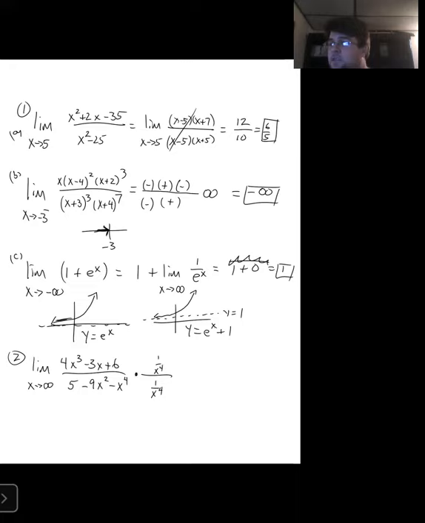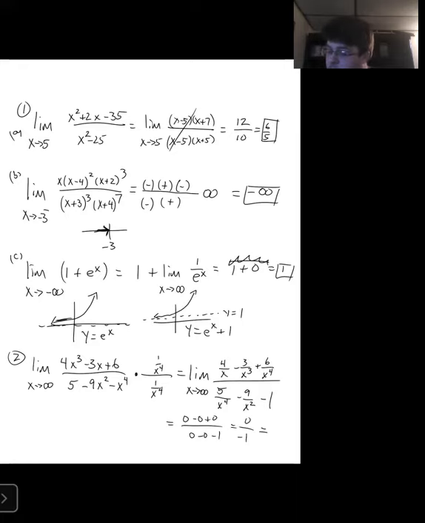Divide everything by x to the 4th, because that's the largest exponent on the bottom. And what do we get? Limit as x goes to infinity of 4 over x minus 3 over x cubed plus 6 over x to the 4, all over 5 over x to the 4 minus 9 over x squared minus 1. And what do we get? We get 0 minus 0 plus 0 over 0 minus 0 minus 1, which is 0 over -1, a fraction, which reduces to 0.